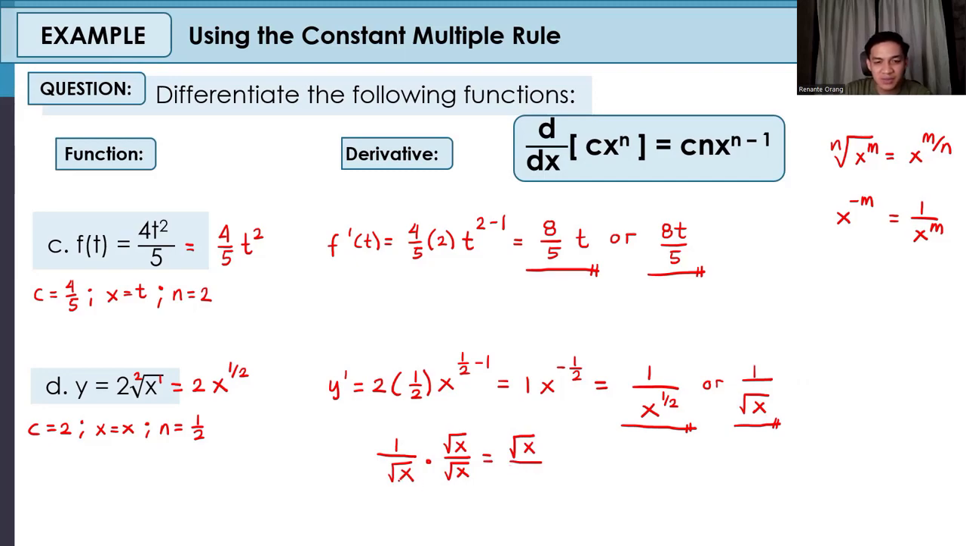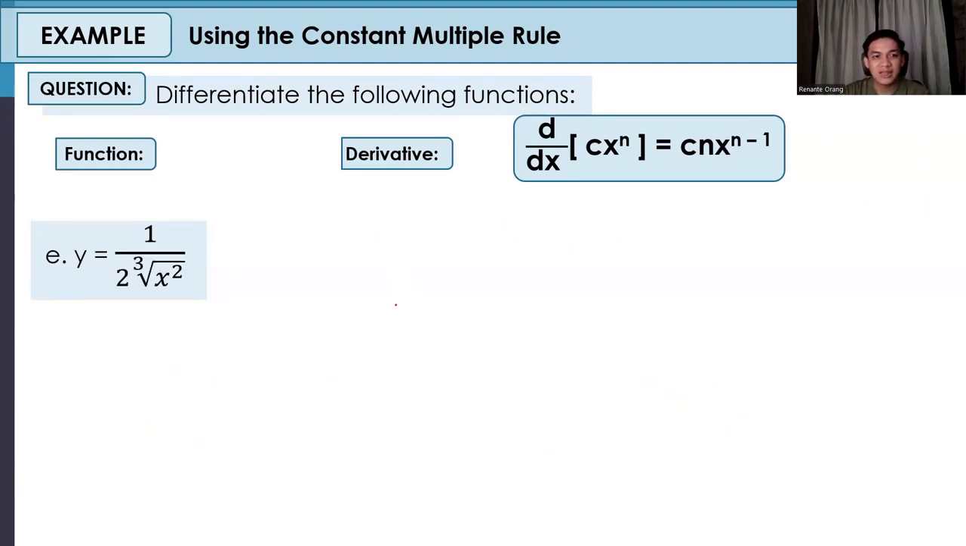Divided by square root of x multiplied by square root of x is magiging x. So, final answer. So, para sa akin, pwedeng ito, pwede naman ding ito. That is all correct. So, for our last example for this rule, we have y is equivalent to 1 divided by 2 multiplied by the cube root of x squared.